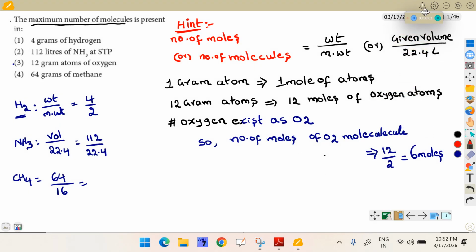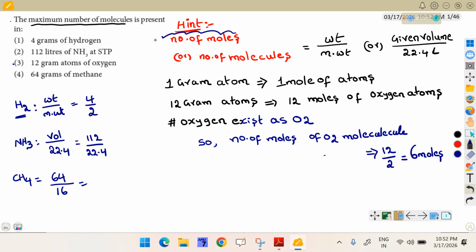Hello students, today we are solving a NEET grand test paper. This is completely based on NCERT textbook level only. See the first question, the maximum number of molecules present in. How to calculate maximum number of molecules?